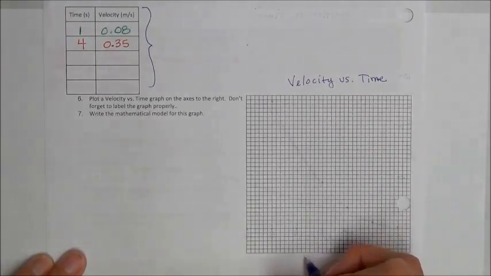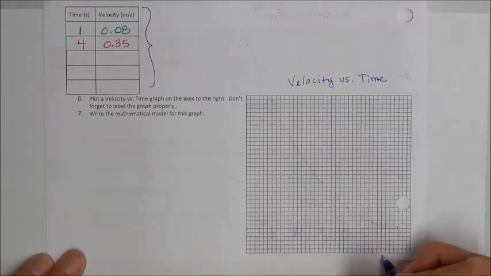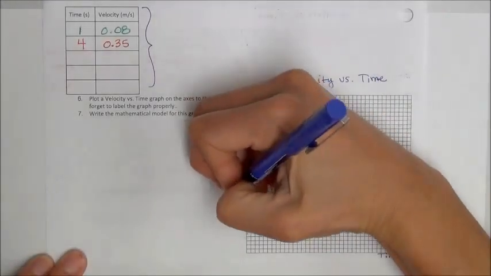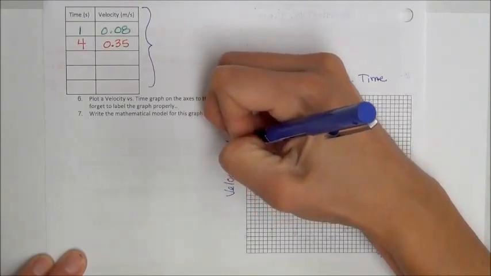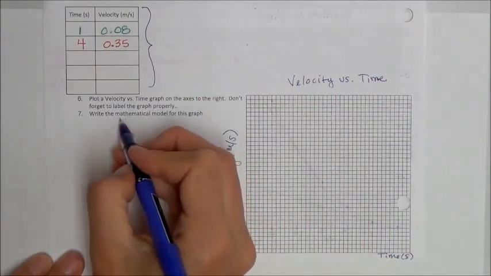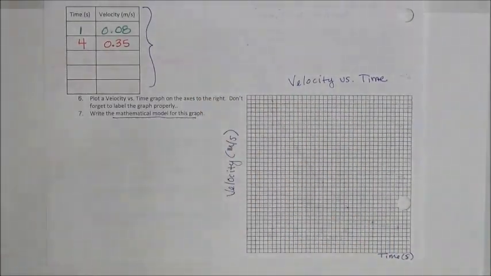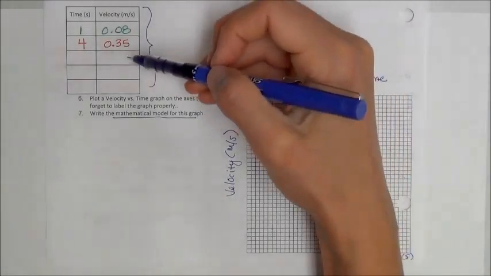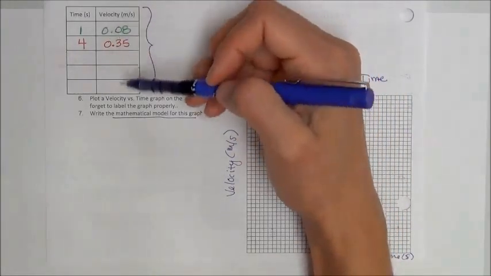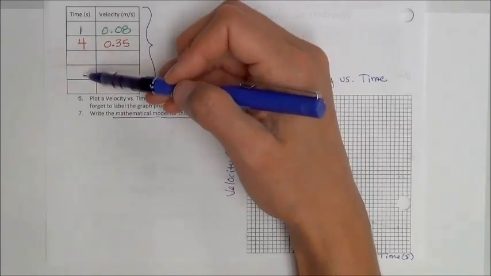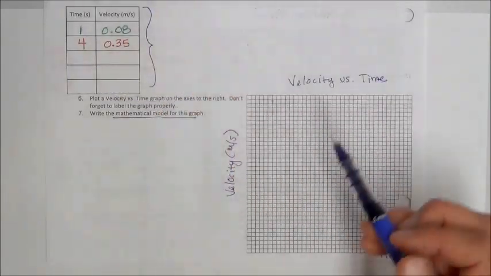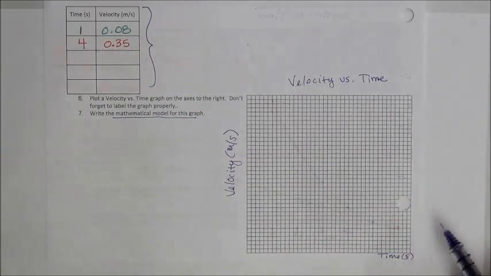So we'll put time down here, it's kind of scrunched, and velocity here. And then you also want to write the mathematical model for this graph. So go ahead and draw your tangent lines, find the slope of your tangent lines and the place where those tangent lines are tangent to the curve. Use this data to make a velocity versus time graph, and then we'll keep on moving.